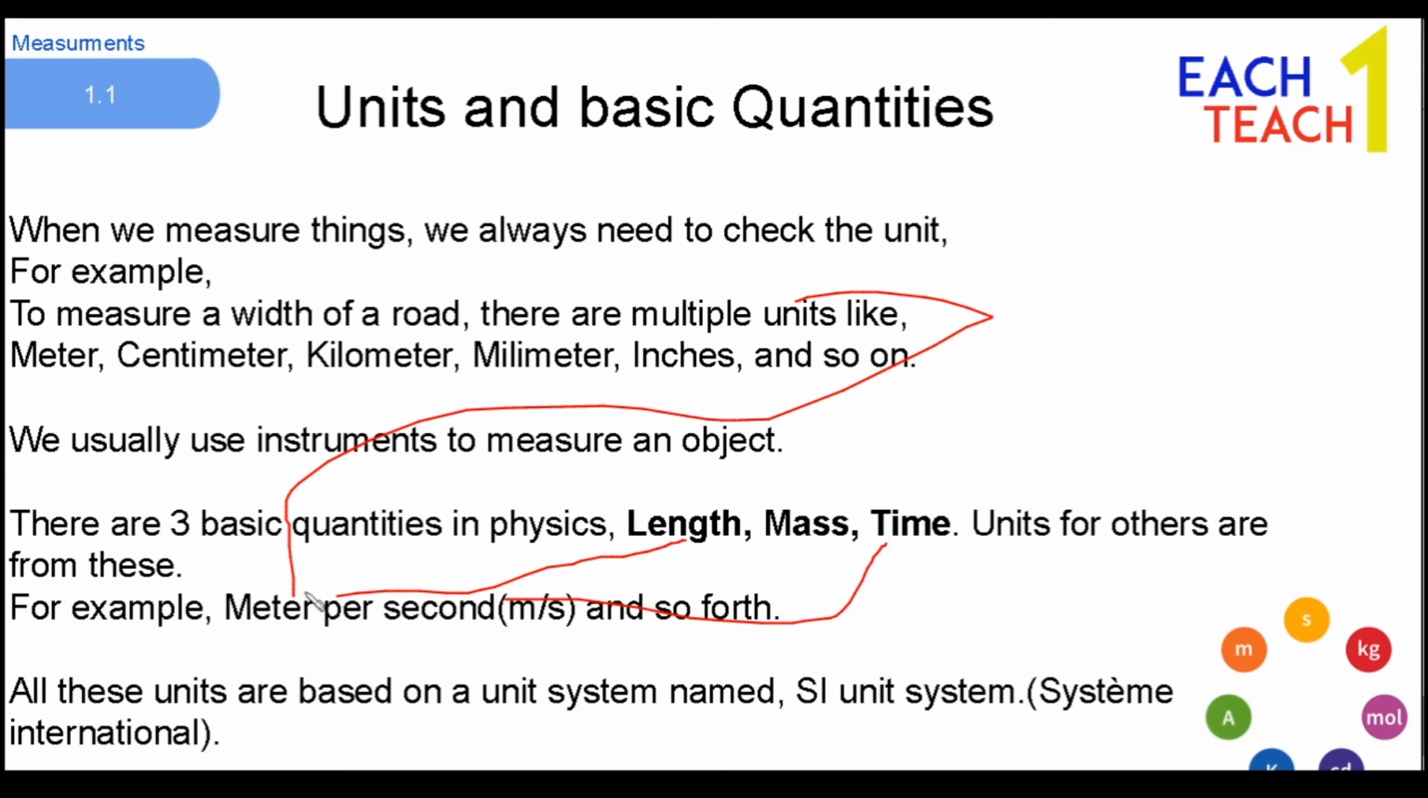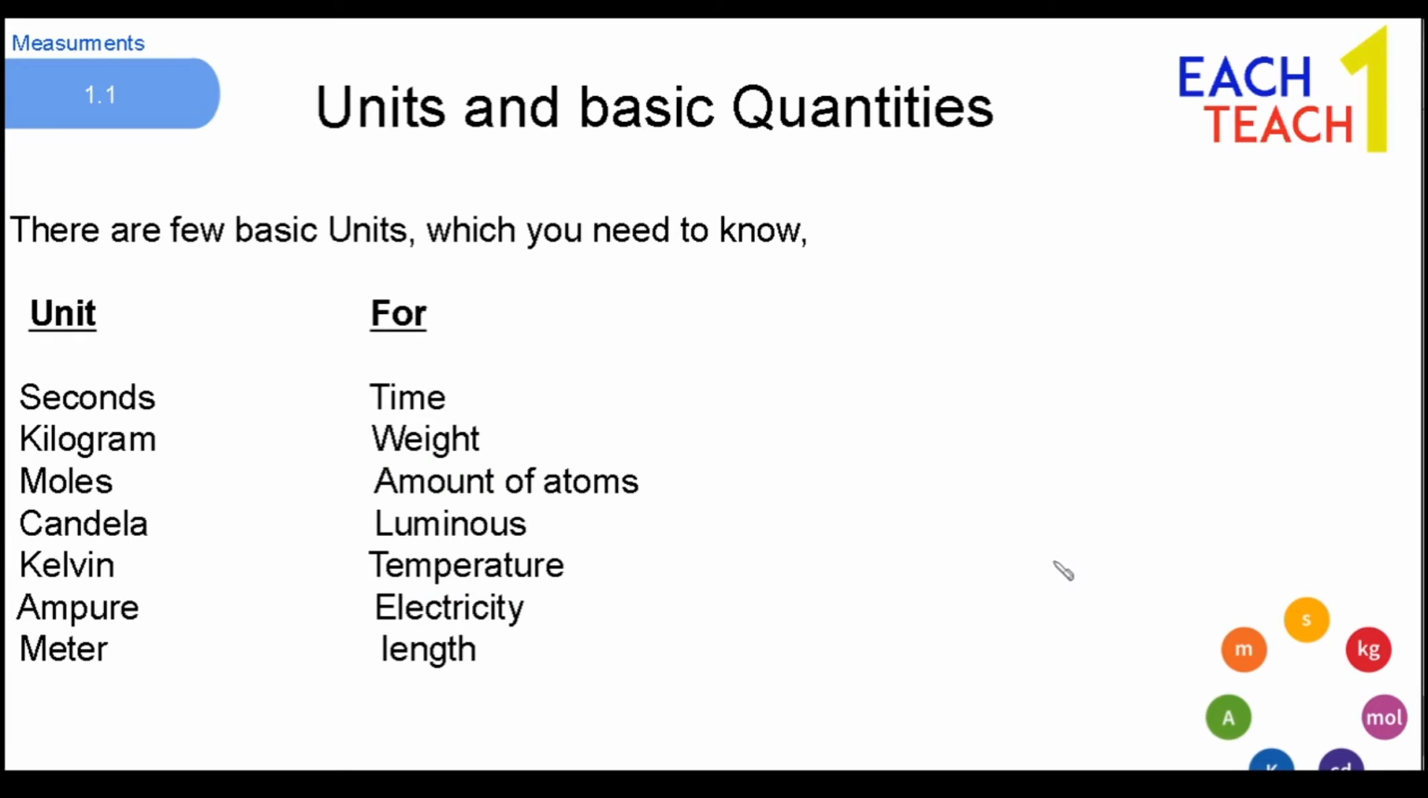Likewise, there are units which are derived, and other ones like seconds, kilograms, mole, candela, kelvin, and ampere, meter. All these are base units. Here are a few examples. Seconds are the main unit of time.